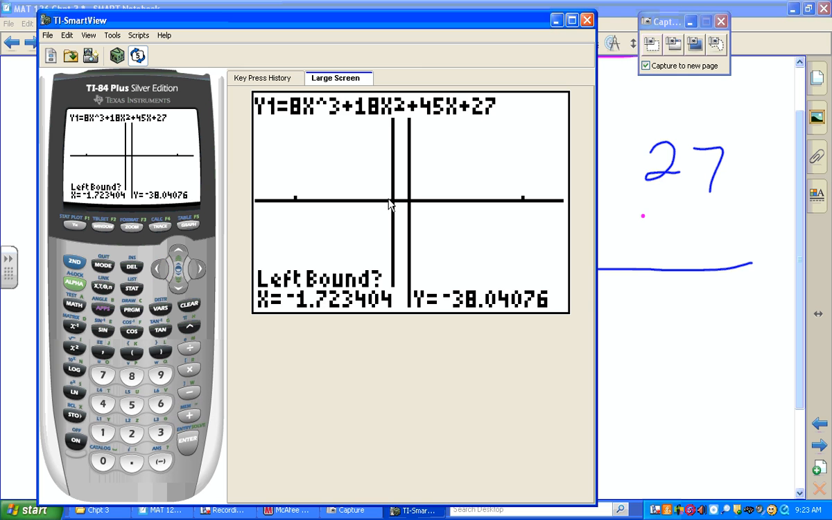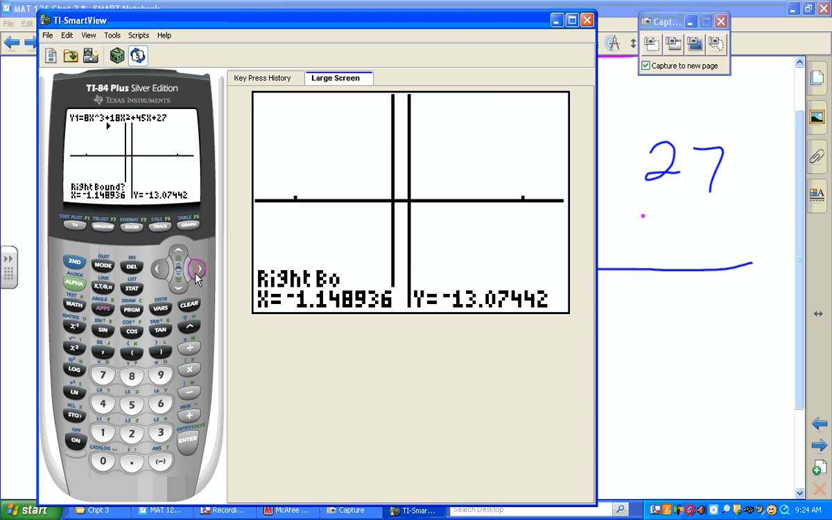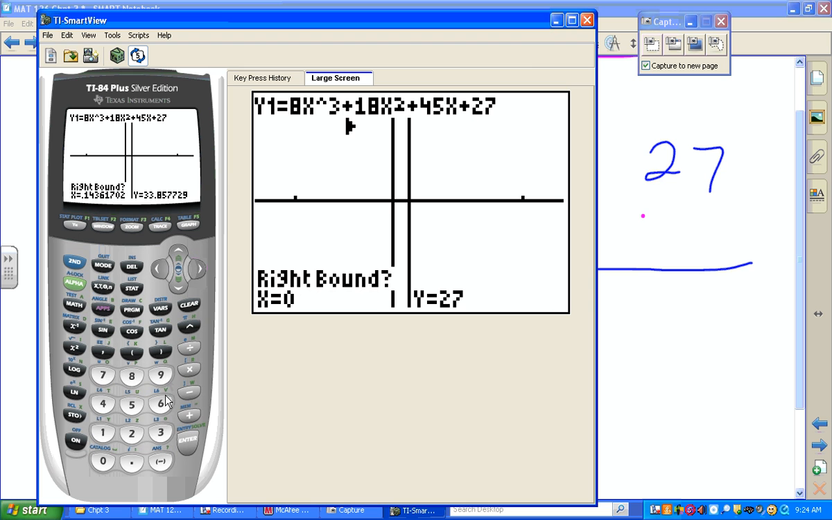You pick a number to the left side of this. I picked negative 5. And then you pick a number to the right of it. And then you pick a number in the middle of it. So I picked negative 5, I picked 5, and then I picked 0 as my guess, somewhere in between.